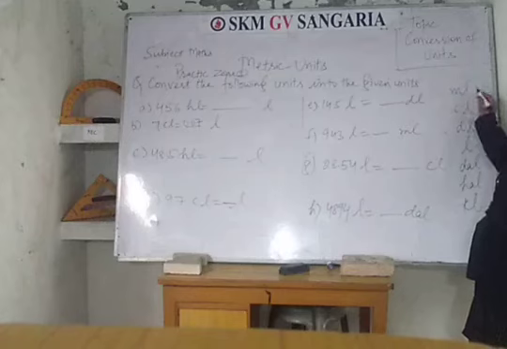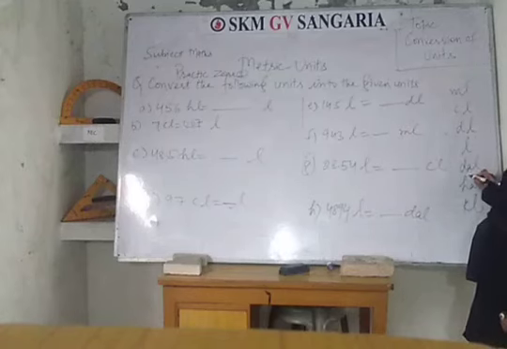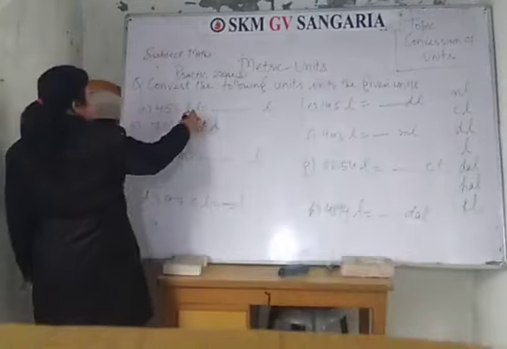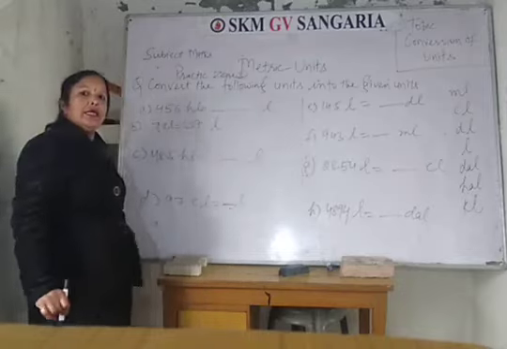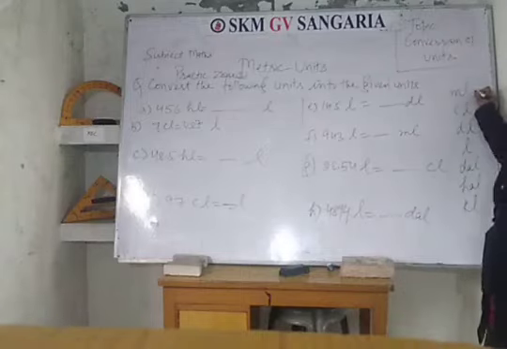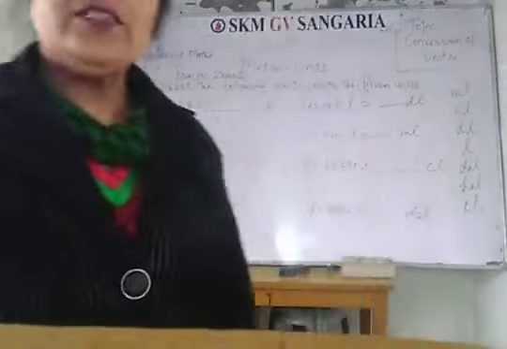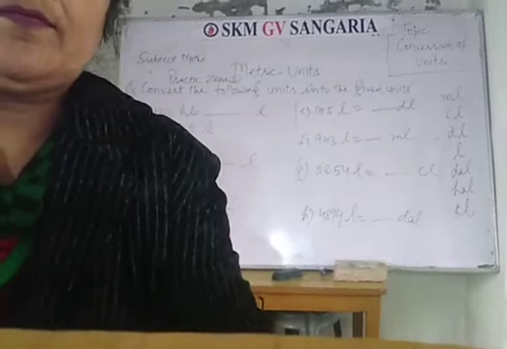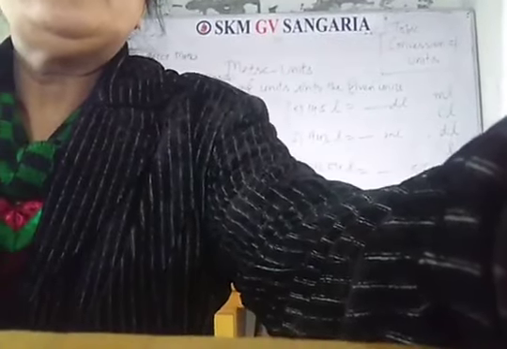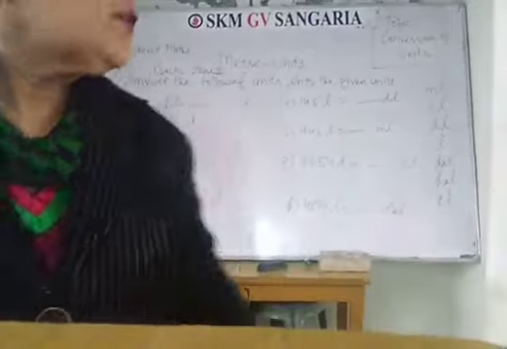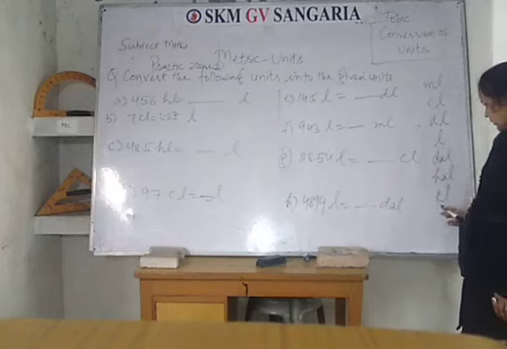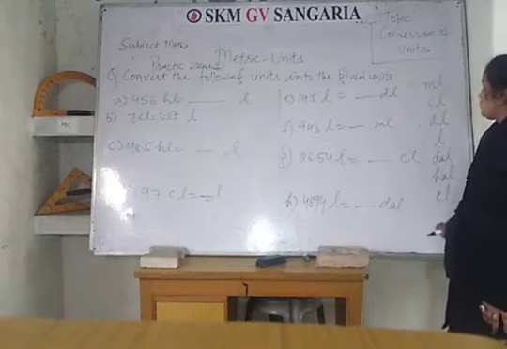Milliliter, centiliter, deciliter, liter, decaliter, hectoliter, and kiloliter. Here, 456 hectoliter is to be converted into liters. So where is hectoliter? Milliliter is the smallest unit here, then centiliter, deciliter, liter, decaliter, hectoliter, and kiloliter is the largest unit.